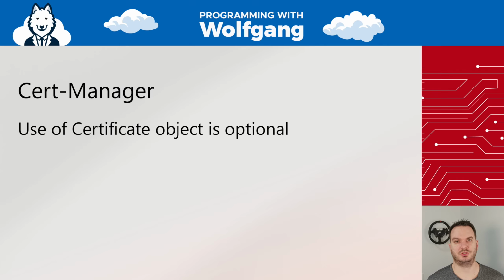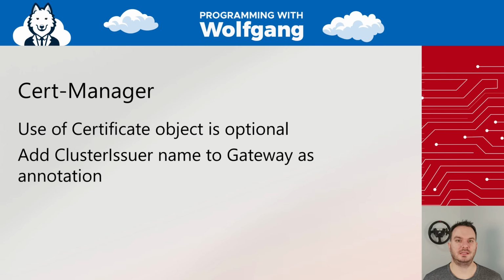So in the video I showed you the Cert-Manager, and we created a certificate manually. And after this, the Cert-Manager created the request to Let's Encrypt and then created the TLS certificate and the secret. But we can automate this even more. This means creating the certificate object is optional. If you have one specific setting, this is having the name of the cluster issuer as an annotation of the gateway. And once you have this, you don't need the certificate object anymore.